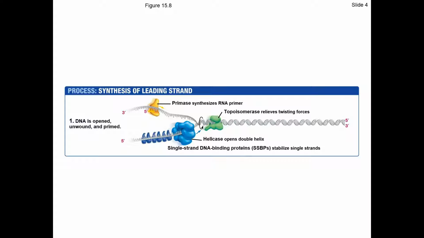Here, notice your RNA primer is being laid down in the 5' direction. It's anti-parallel to the parental strand up top. The RNA primer serves as a starting point for your DNA nucleotides to be laid down, because DNA polymerase can only attach DNA nucleotides to a pre-existing 3' hydroxyl. So that's the function of this primase.